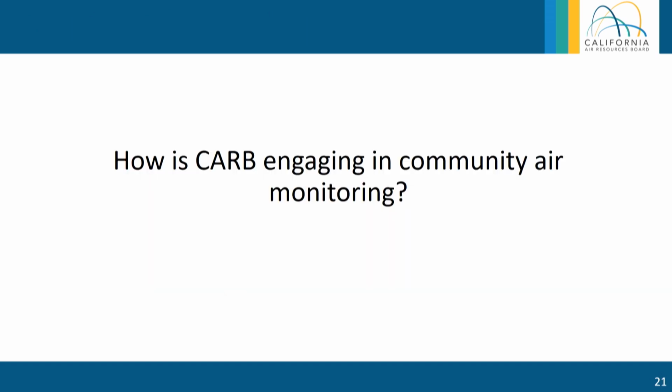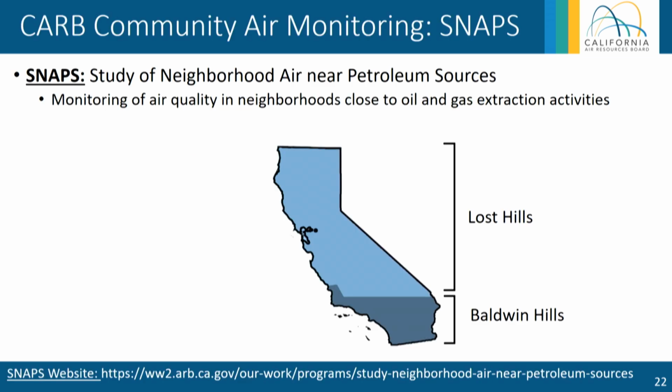Okay, so now moving towards CARB specific. What kind of things are we doing? Some of these items were included in other presentations over the course of the week, but how do they relate to our overall community air monitoring? I'll start with SNAPS, which is the Study of Neighborhood Air near Petroleum Sources. There are a lot of cool acronyms that I've heard this week, and this is, I guess, our coolest so far. What we're doing is monitoring the overall air quality in neighborhoods near oil and gas extraction activities.